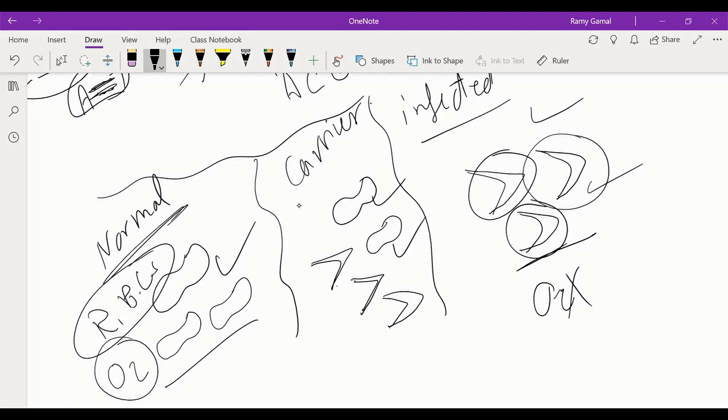The carrier has one allele or one gene from the father or the mother, not both, for sickle cell anemia. So this person has a problem, but not a complete one. This person has some normal red blood cells with some sickle shaped cells. But the infected one has a big problem, has anemia, and cannot carry oxygen in his cells.